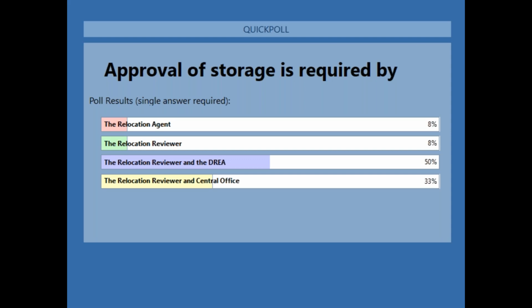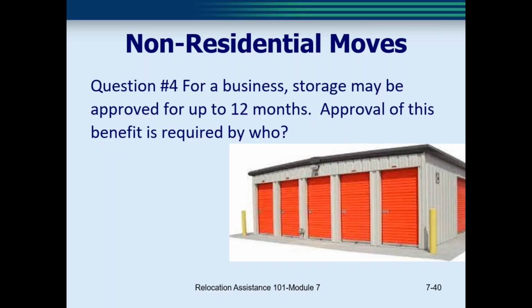The relocation reviewer and the district administrator approve storage. Central office only needs to approve it if it is over 12 months. And with the relocation agent, it always then has to move to the relocation reviewer. For storage, you need the extra approval of the district administrator. So the correct answer is C.